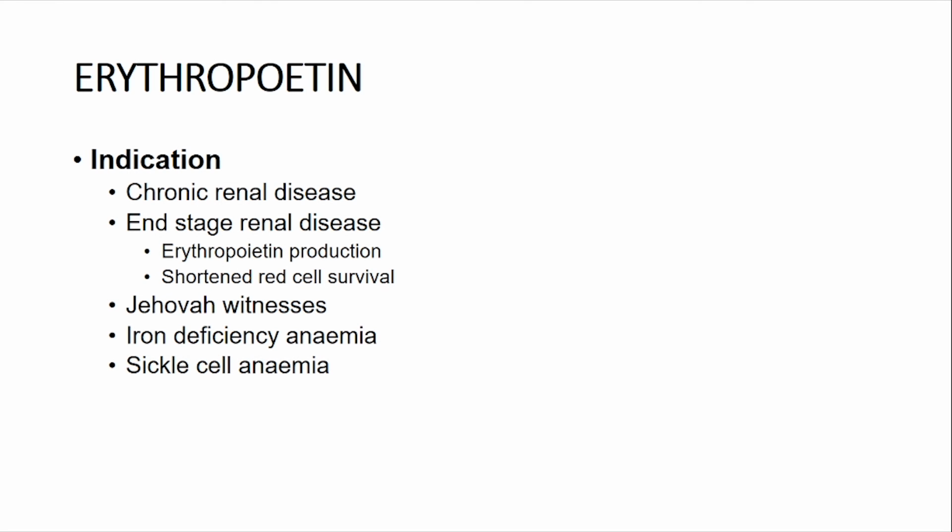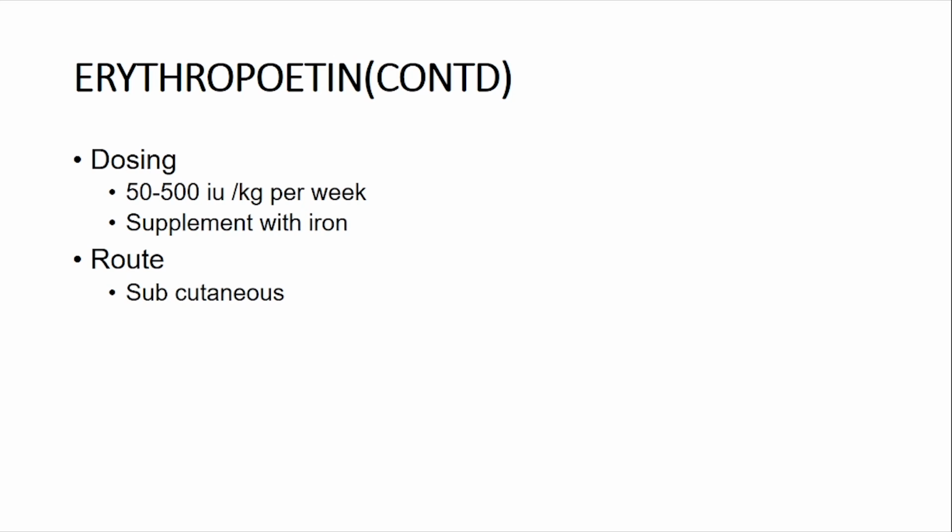Erythropoietin is one of the drugs used in the management of anemia in pregnancy, and the indication would be a patient that has chronic renal disease, end-stage renal disease, the Jehovah's Witnesses who will not take blood transfusion, iron deficiency anemia, and sickle cell anemia. And the dose is 50 to 500 international units per kilogram per week.